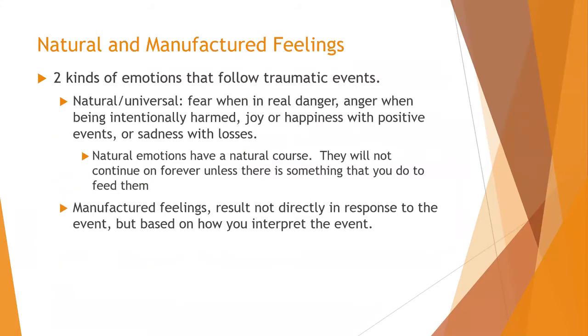So it's important to really emphasize to clients that there are two kinds of emotions that follow traumatic events: the natural or universal. Those are the things that are going to happen no matter who you are or where you are. Fear, if there's danger. Anger, if there's a threat and you could be intentionally harmed. Joy or happiness with positive events, and sadness with losses. Natural emotions have a course and they won't continue on forever.